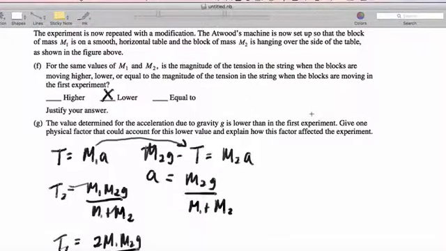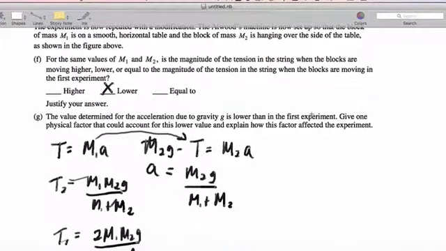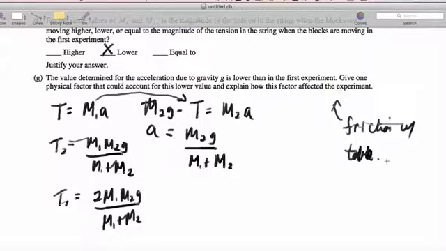The value determined for the acceleration due to gravity is lower than in the first experiment. Give one physical factor that might account for that. This is probably the one time that friction with the table would actually explain that. All right, so that's problem number 1 for the mechanics part. We'll take a look at the second mechanics problem in a second.